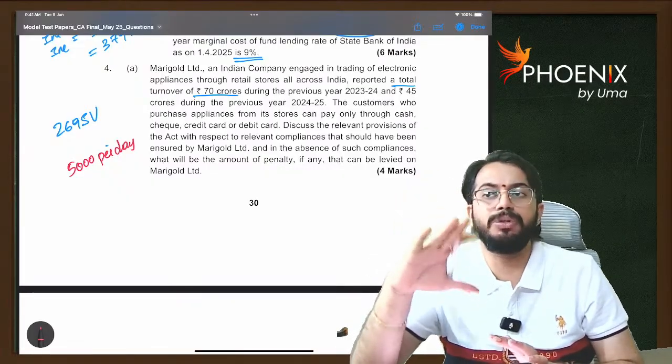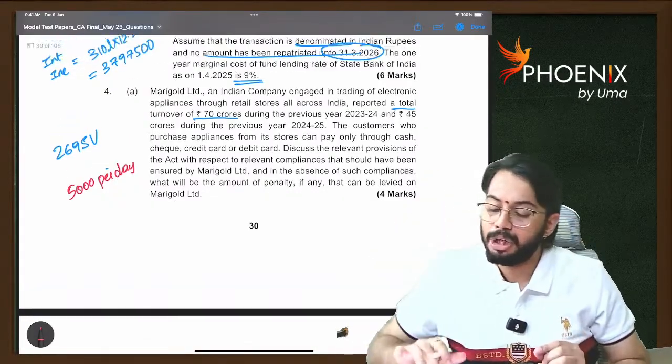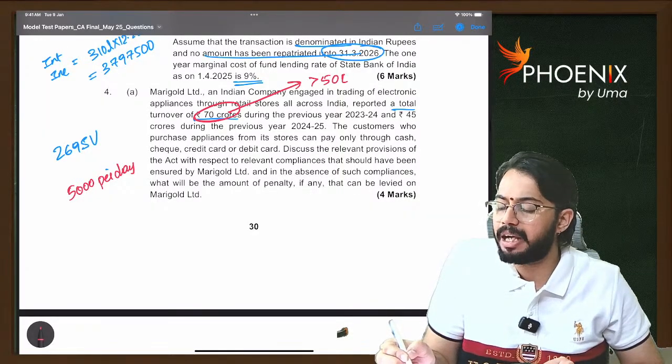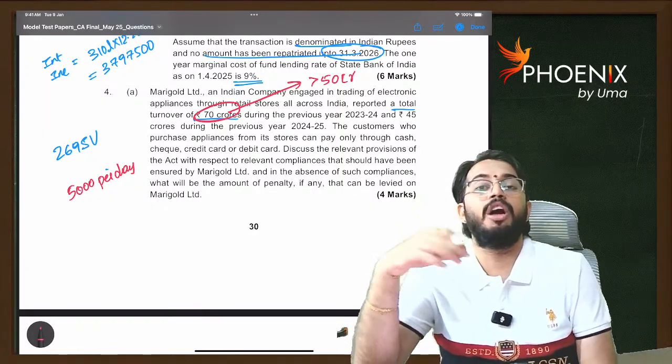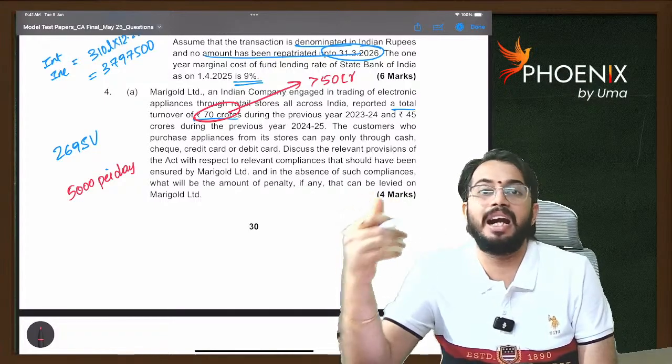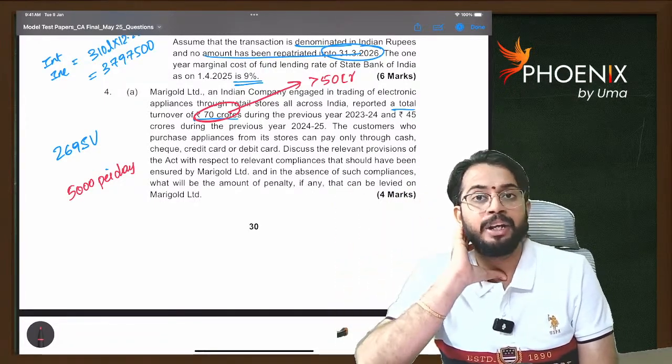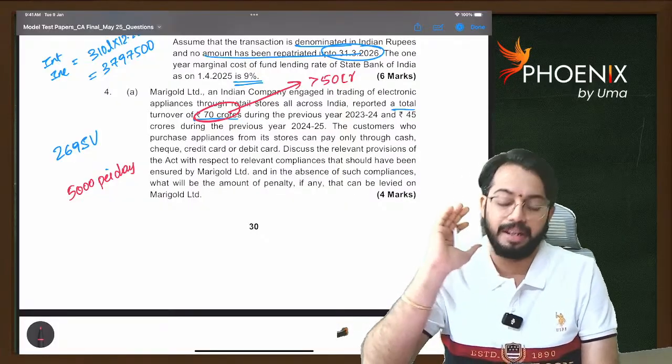So, as per section 269SU, every business whose turnover is more than 50 crore rupees is mandatorily required to provide mode of payment of debit cards, credit cards, unified payments interface. Otherwise, penalty of 5,000 rupees per day will be levied.